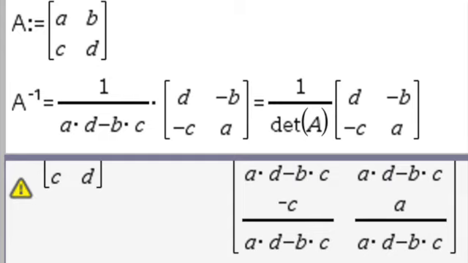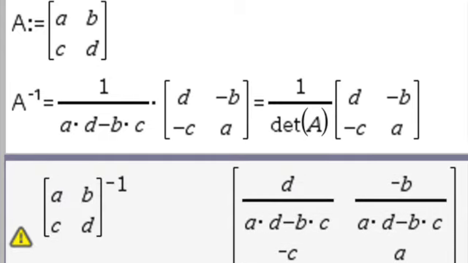If I scroll up here just a little bit, you can see what's happening is that I've swapped A and D, and I've taken the opposite signs of B and C, and their denominators here are the determinant of that matrix. Let's take a look at this with a real example.